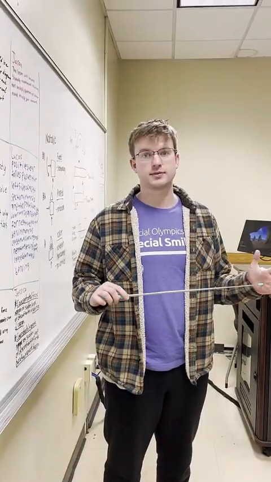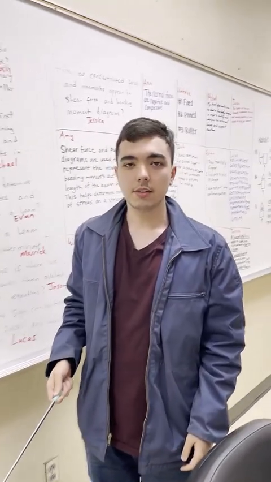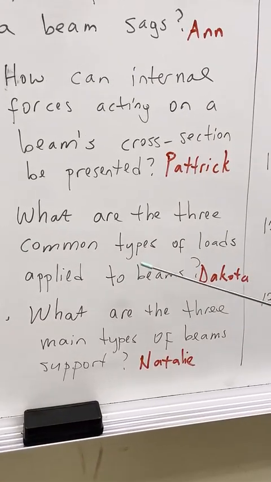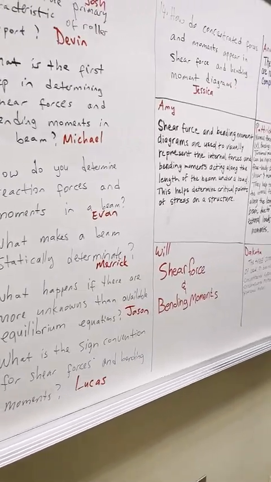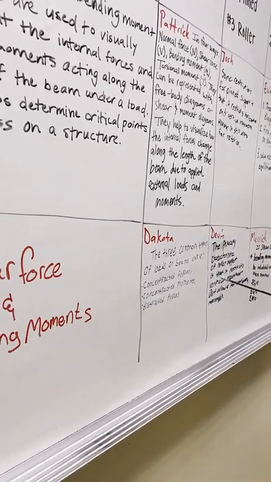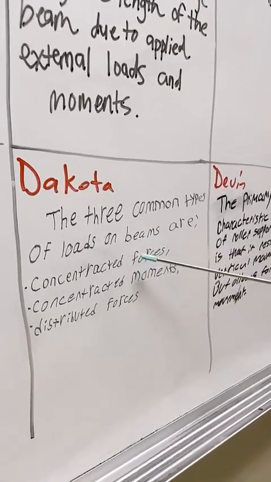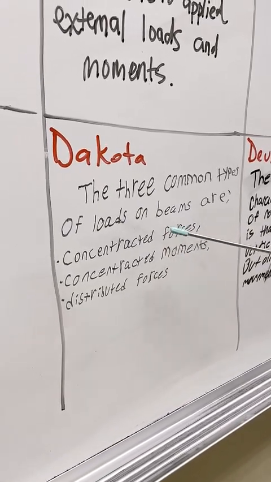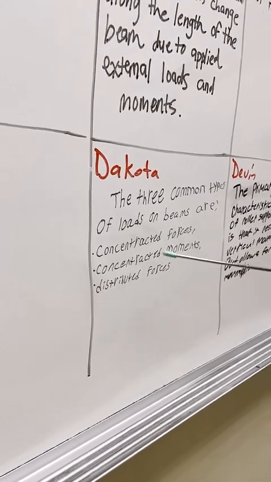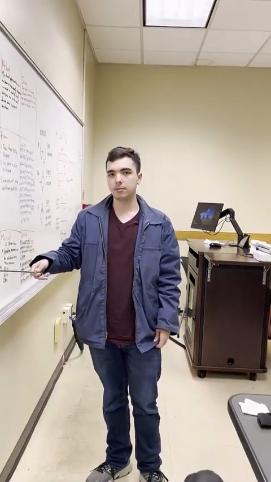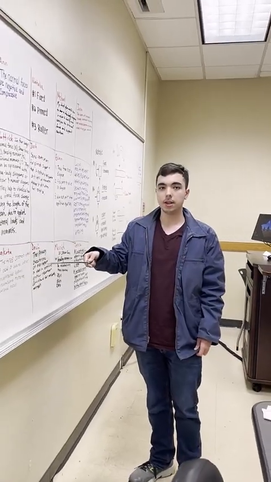Good afternoon, my name is Dakota. My question was question 5, which is, what are the 3 common types of loads applied to beams? The 3 different types of loads that can be applied on beams are concentrated forces, which are forces that only apply to a certain part of the beam, concentrated moments, which are moments that only apply to certain parts of the beam, and distributed forces, which apply to a segment of the beam, which, if you want to see that as a unit, would be kilonewtons over meters.